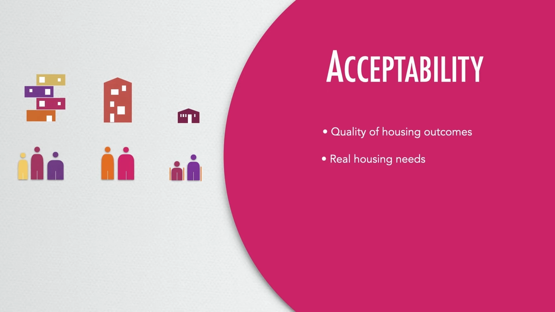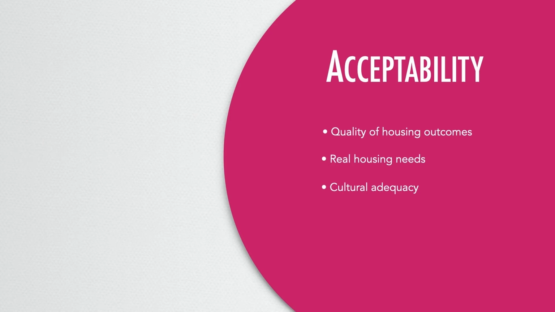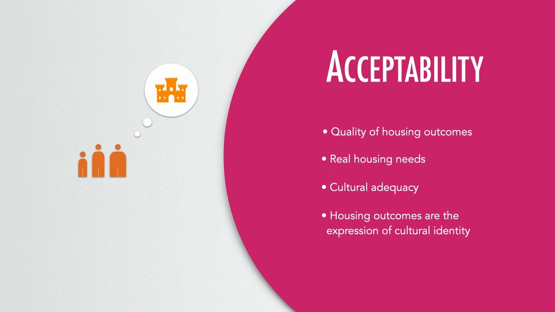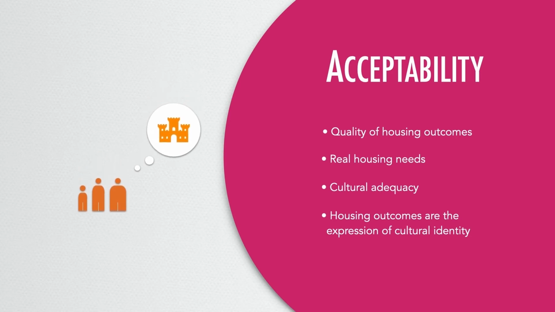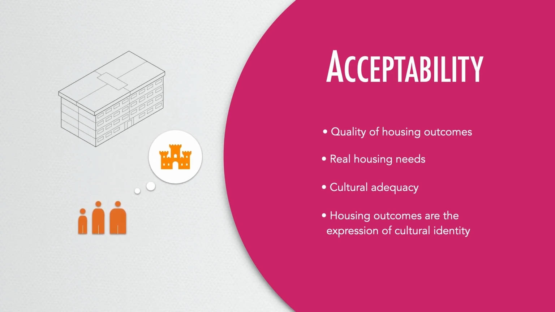It is also related to the cultural adequacy the housing solutions provides. In the end, housing outcomes should be the expression of cultural identity. Many large-scale housing programs do not match the real needs of its occupants. What you often find in these situations is that over time, the housing transforms into something that reflects both the cultural identity of the inhabitants as well as the spatial needs that relate to their life cycles.